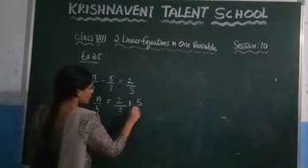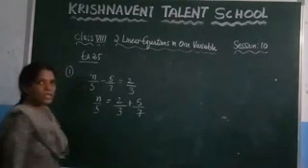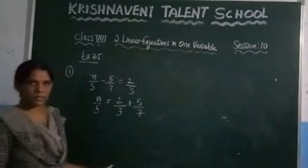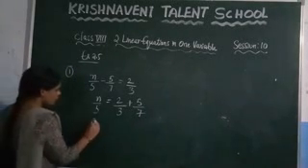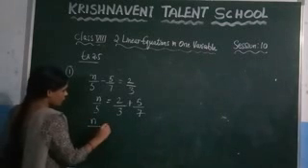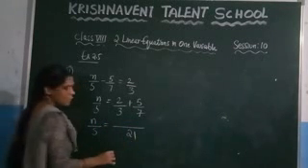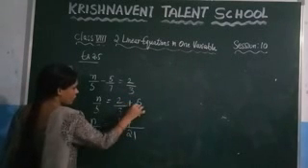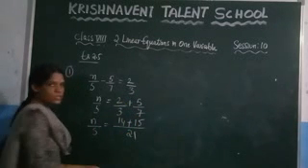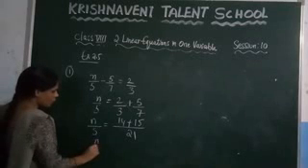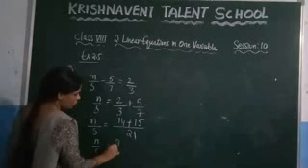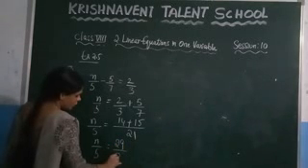Write it here, plus 5 by 7. Now take the LCM of 3 and 7. What is the LCM of 3 and 7? Which is nothing but 21. So write it here, n by 5 is equal to 21. Just cross multiply here. 7 2s are 14 plus 3 5s are 15. So what you get here, n by 5 is equal to, what is the value of 14 plus 15, which is 29 by 21.